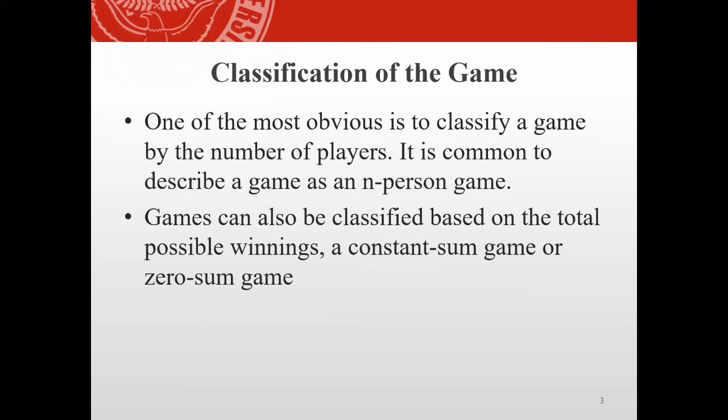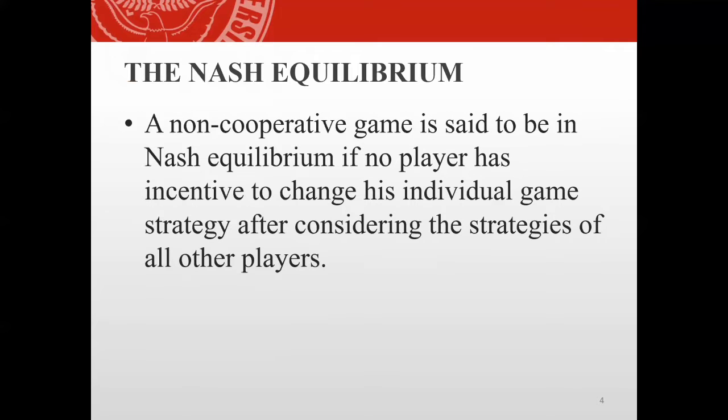Games can also be classified based on the total possible winnings: a constant-sum game or zero-sum game, in which the sum of total possible winnings remains constant no matter what actions the players take. That is, the sum of the winnings gained by some players must be equal to the sum of the other players' losses. Moving on, the Nash equilibrium.